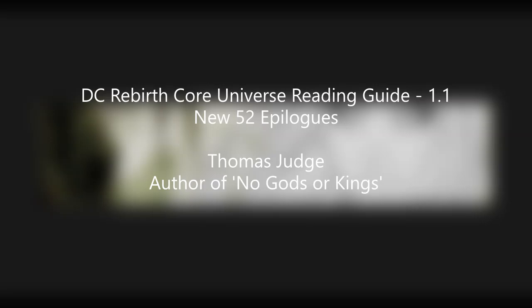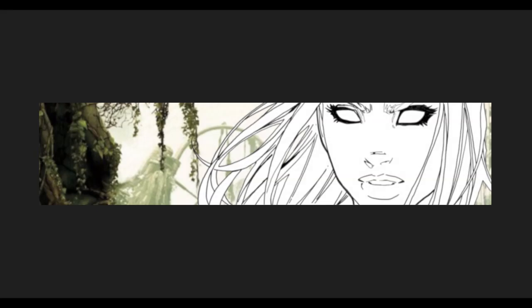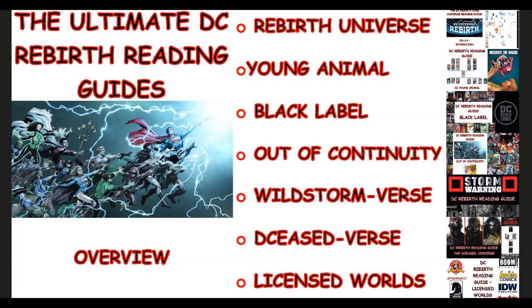Yes, I've read the entirety of DC Rebirth, which is over 2,500 single issues, and I'm using that to make this guide for you. As a quick introduction and explanation, for the DC Rebirth reading guide as a whole, I've split it into these various sections, which you can see here. So you've got the 7 sections that comprise DC Rebirth as a whole, in other words, everything that was published during the DC Rebirth era.